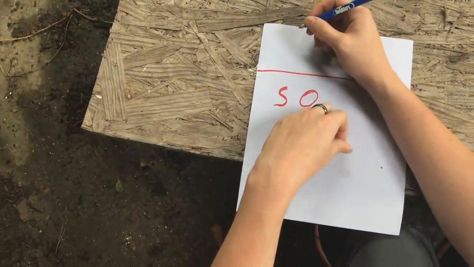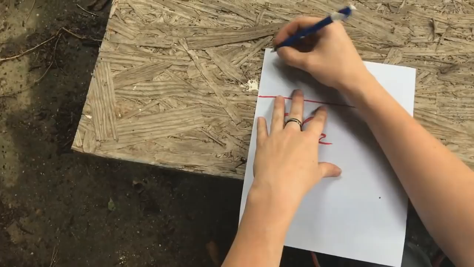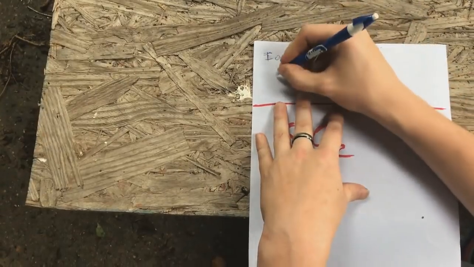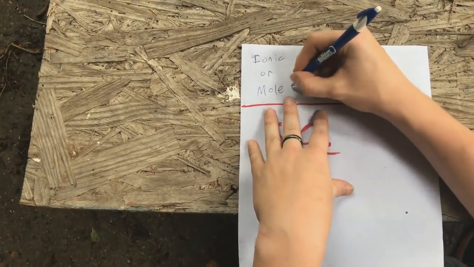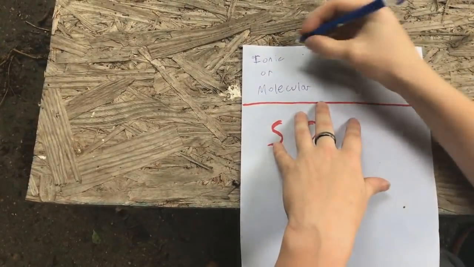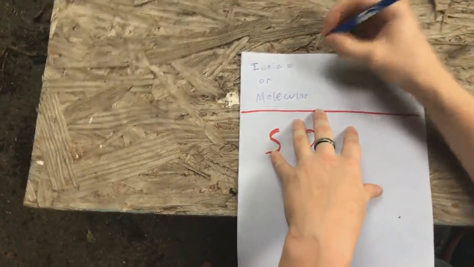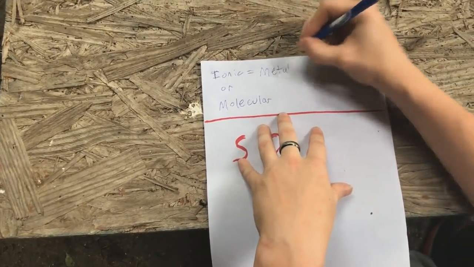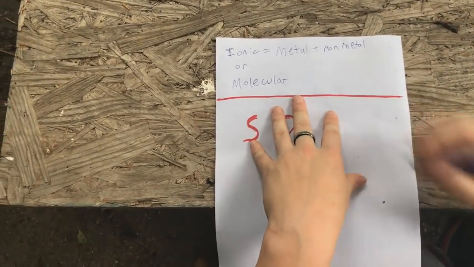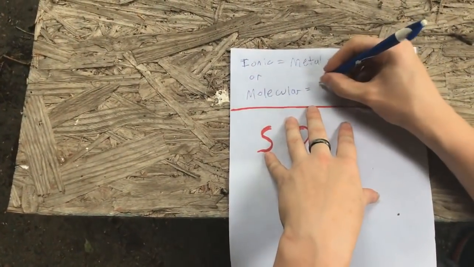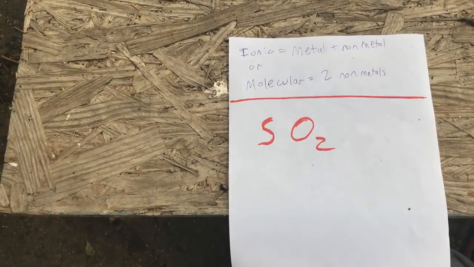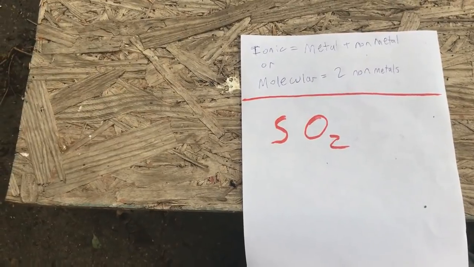Whenever you're naming a chemical, the first most important thing that you want to do is determine if your chemical is ionic or molecular. Remember that if something is ionic, that means that you have a metal bonded to a non-metal. And if you have something that's molecular, that means that you've got two non-metals bonded together. So those two things have entirely separate naming rules.